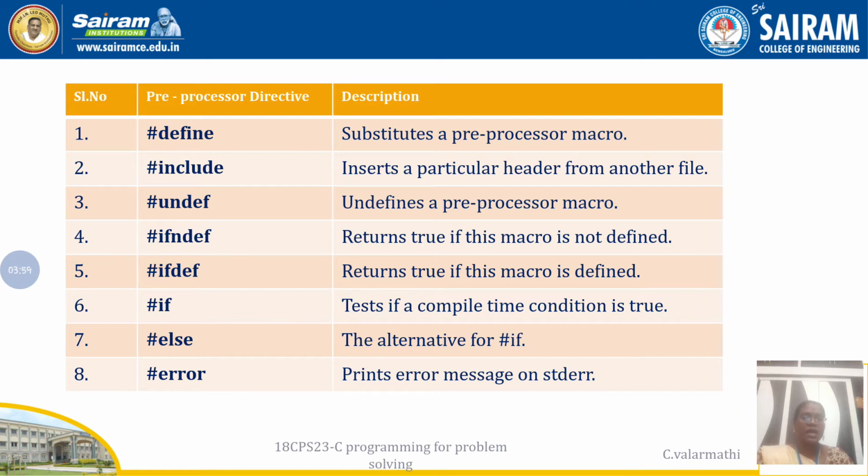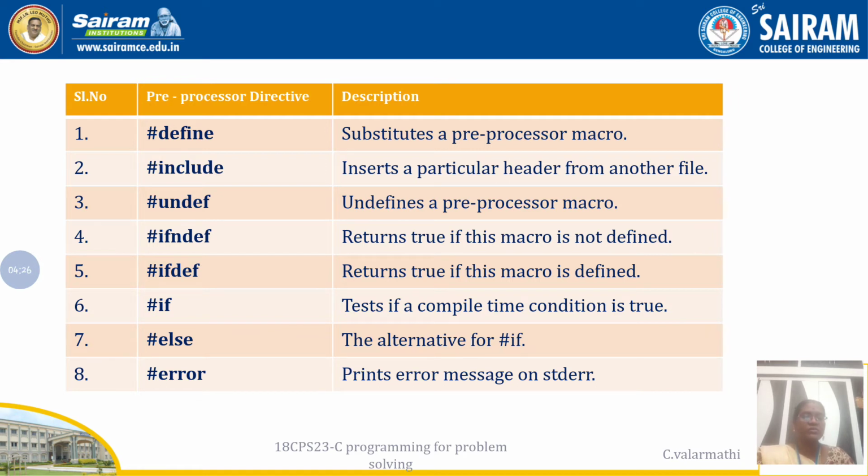Starting from serial number 3 to 8: undef, ifndef, ifdef, if, else, and error. These are called compiler controlled directives. That means that based on some condition, the directive's behavior will change.